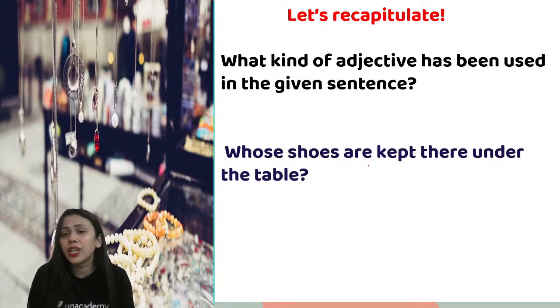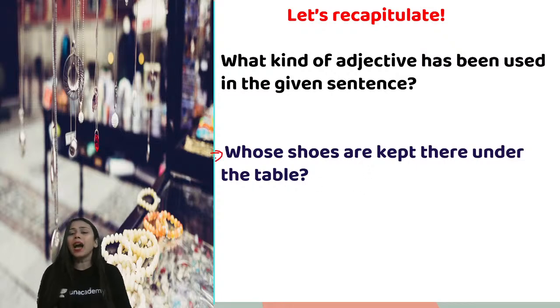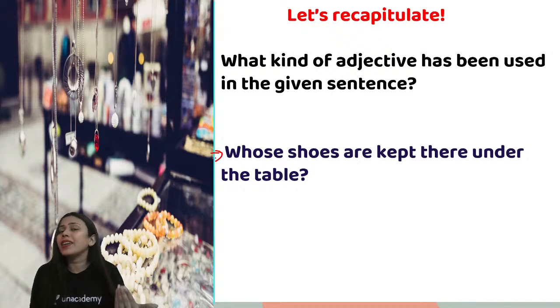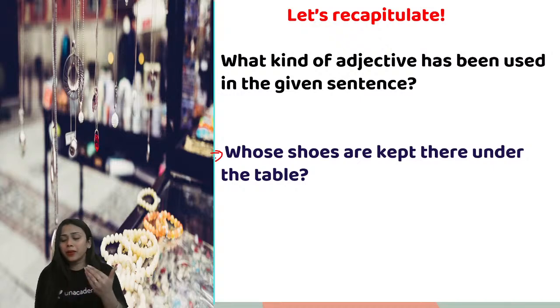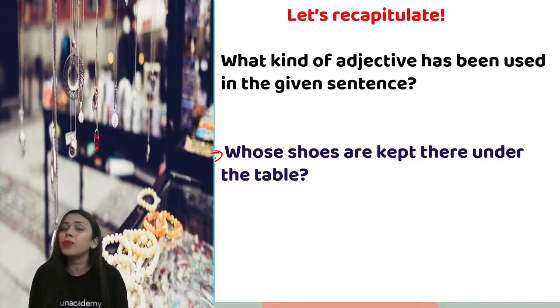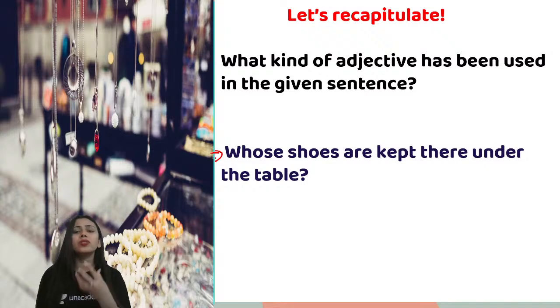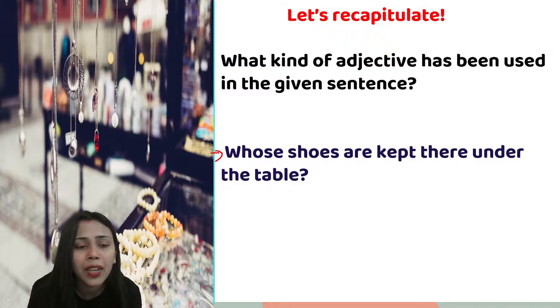What kind of adjective has been used in the given sentence? Okay, so you have to read this sentence and you have to tell me कि यहाँ पे कौन सा adjective use हुआ है और जो भी adjective use हुआ है वो कौन सा kind of adjective है, that also you have to tell me. Okay, so tell me what's the adjective and what kind of adjective is that? Whose shoes are kept there under the table? What kind of adjective has been used here? कौन सा kind of adjective यहाँ पे हमने use किया है? Tell me.